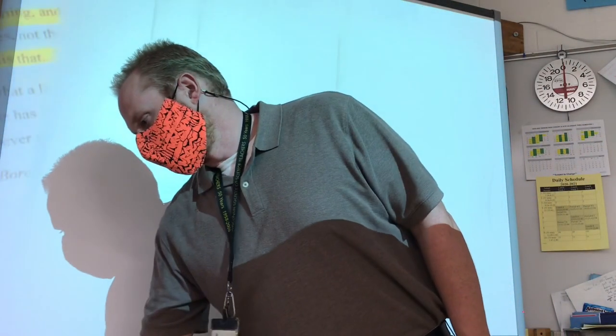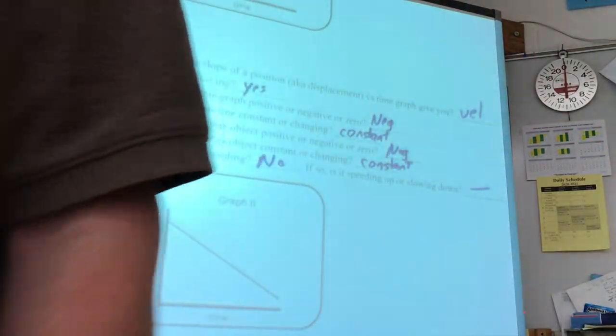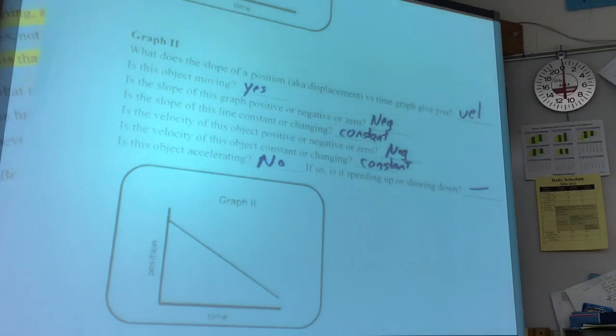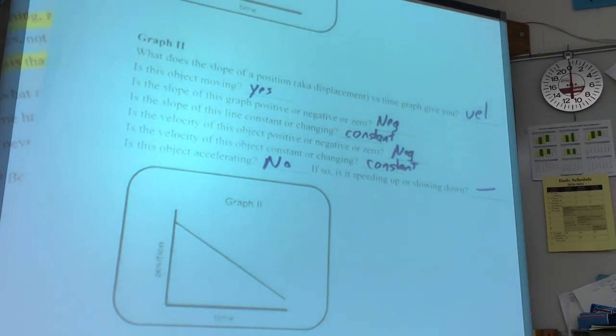The next one, is that a positive or negative velocity? Is it a positive or negative slope? Let's maybe start there. Negative slope. Is it a constant slope or a changing slope? It's constant, right? It's a straight line. So slope tells me velocity. Is this object moving? The answer is yes. We know it's moving, for 2 reasons.